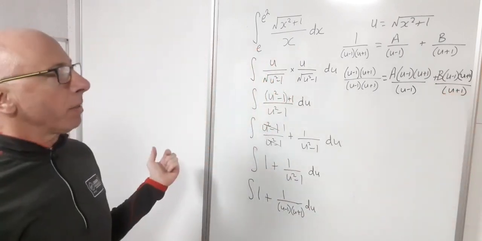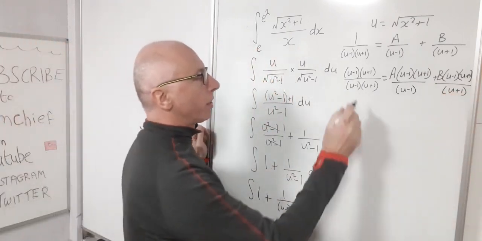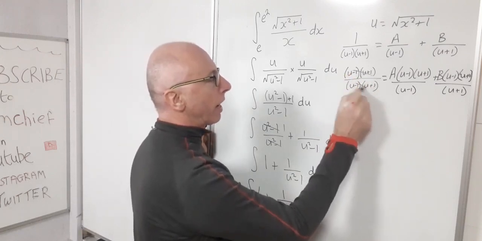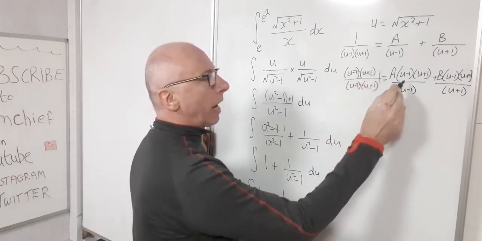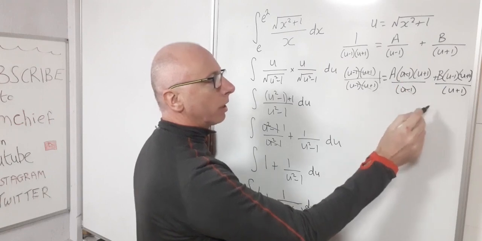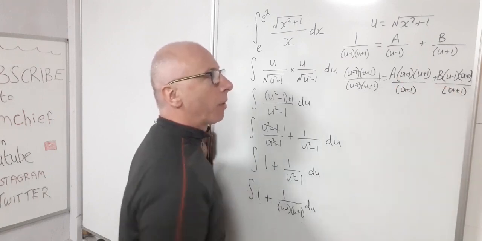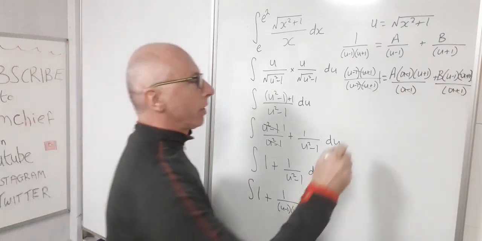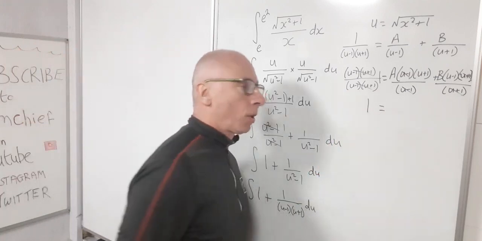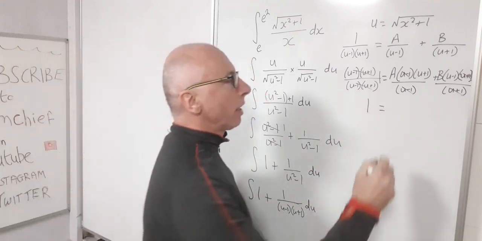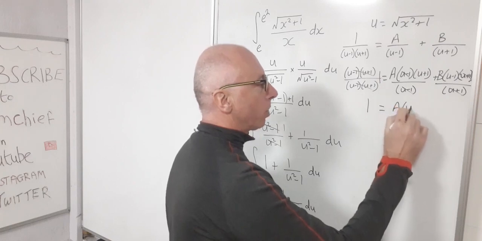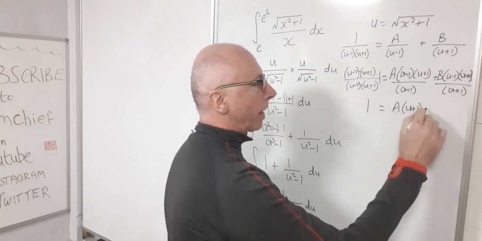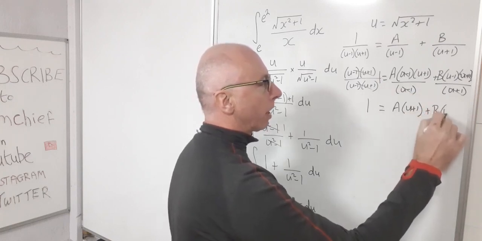Okay, now we can simplify this quite a lot. These two terms will just cancel out and give me 1. And then these ones here will cancel out, and this one here will cancel out with this one. So now we've got a nice equation where we could solve for A and B. We've got A times (u plus 1) with these cancelled out, and then plus B times (u minus 1).